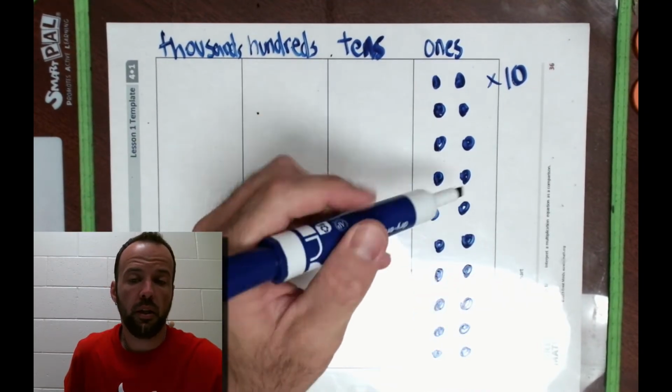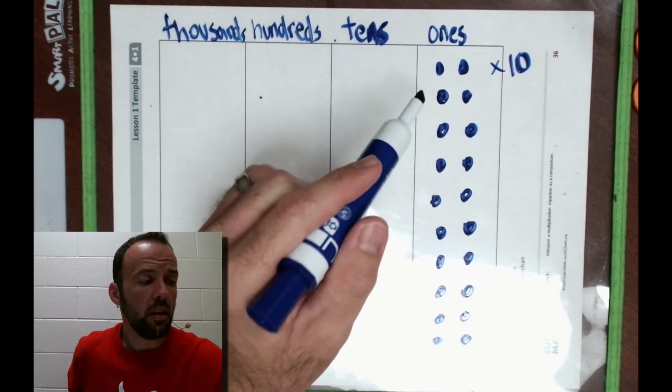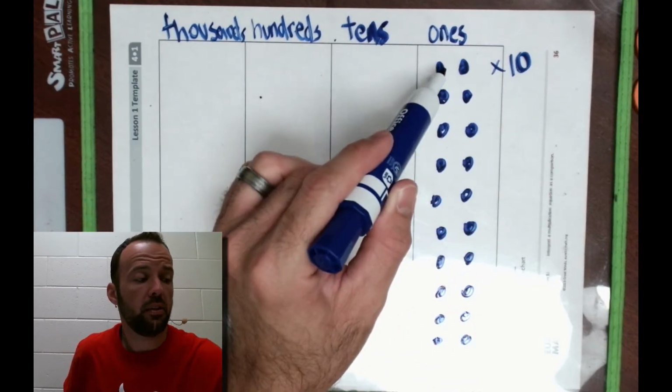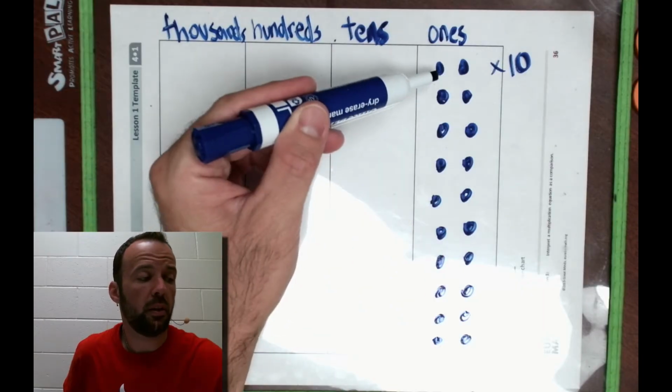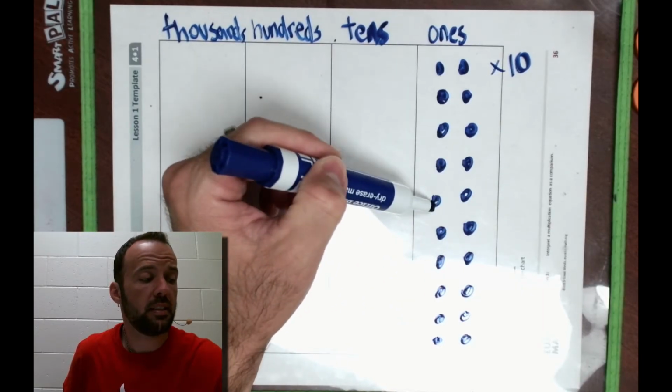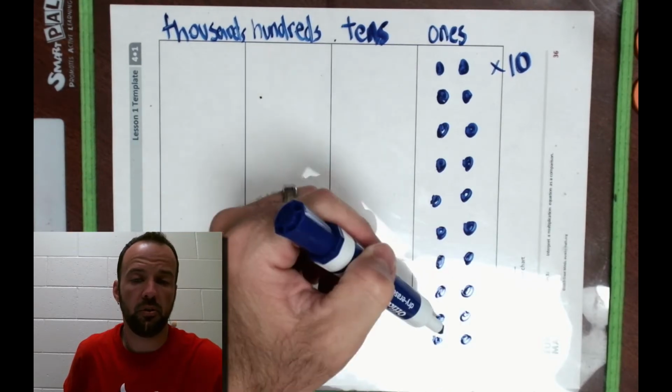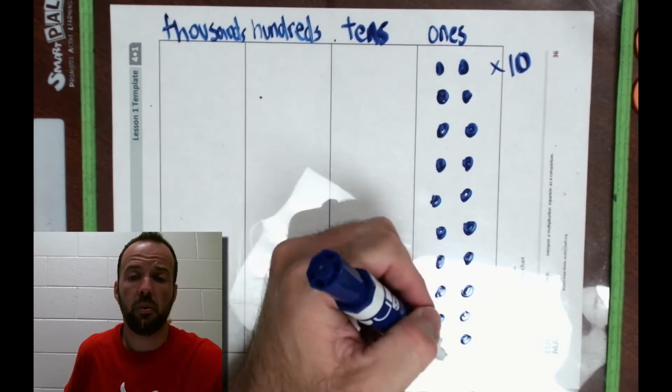All right, so I represented my 2 ones to start with, and I multiplied that by 10. So 2 times 10 gives me 20. So I have 2, 4, 6, 8, 10, 12, 14, 16, 18, 20, right? Just counted by 2s all the way down. So 2 times 10 will give me 20.